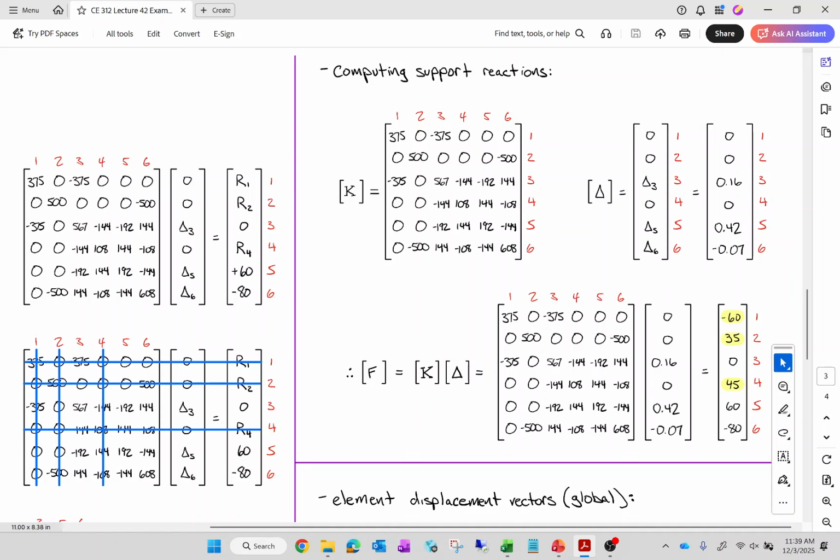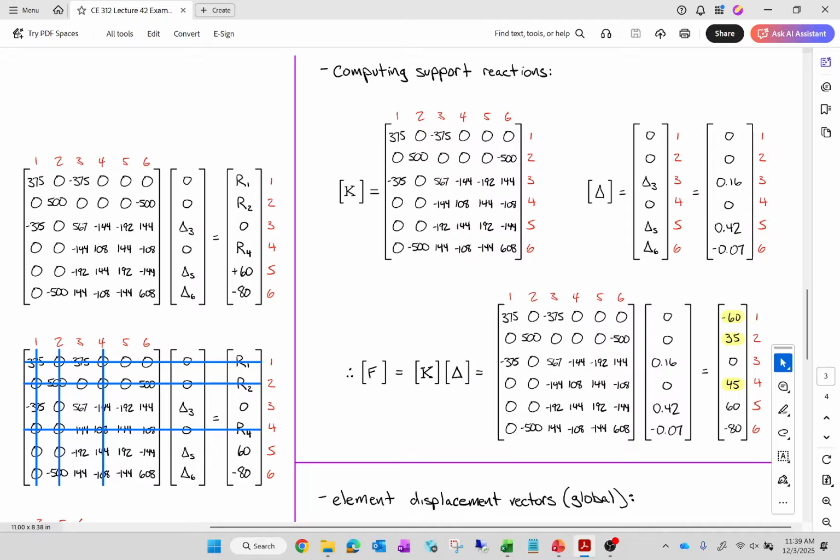So what do I have? This number, this number, this number. Those I didn't have before. Those are my reactions. But what about the other numbers? 0, 60, minus 80. So if you do this correctly, when you recompute your F vector, everything that was there before should show up again. The whole reason for doing this, though, is so that you get your unknowns.